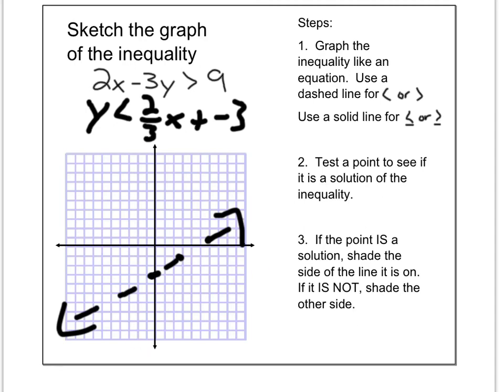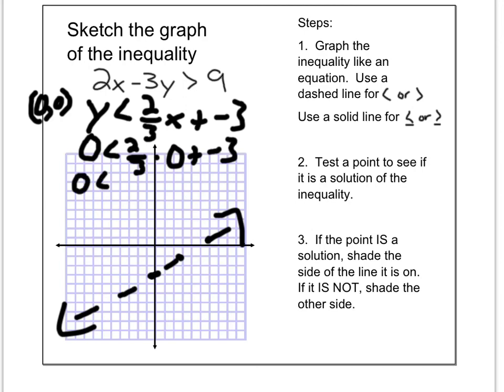Okay, so when I plug in 0 now, again, I'm going to be writing over this and erasing it, so make sure you're writing off to the sides where we have room. I'm going to pick the point 0, 0. I'm going to plug in and say, is 0 less than 2/3 times 0 plus -3? Well, 2/3 times 0 is 0, plus -3 is -3. Is 0 less than -3? Well, 0 is not less than -3.